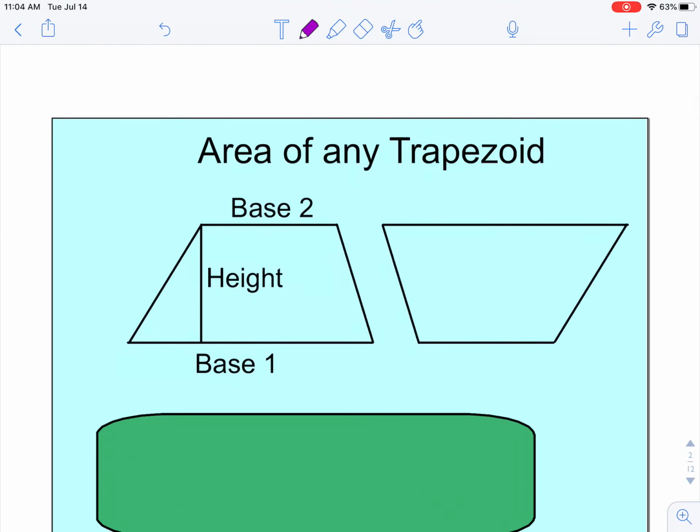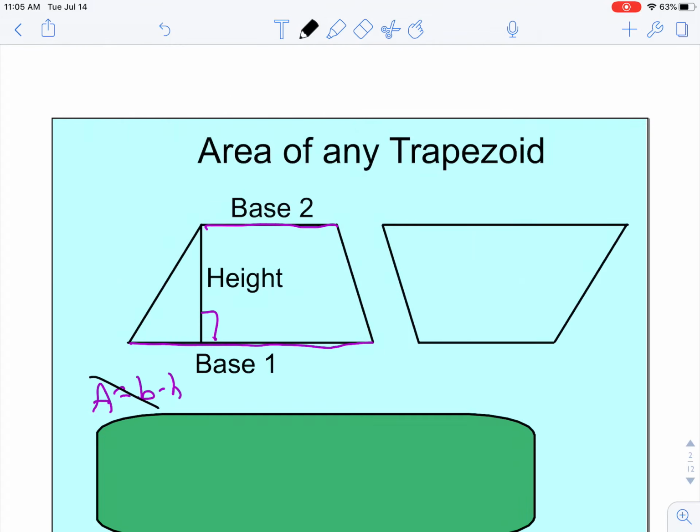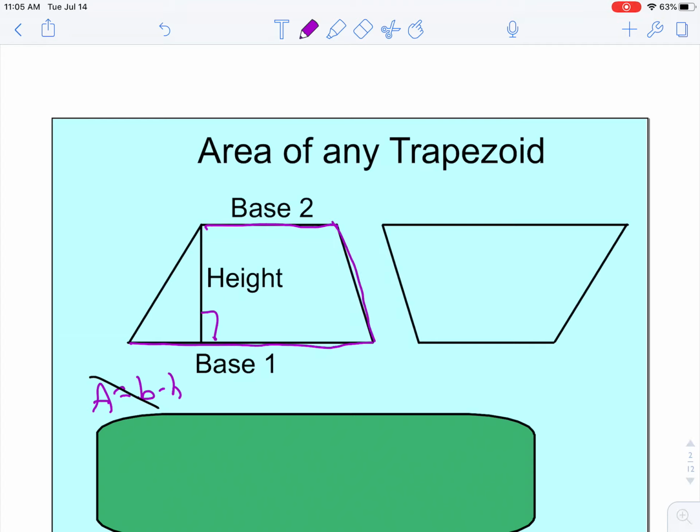Section 11.2, we're going to look at areas of trapezoids, rhombuses, and kites. So let's take a look. If you look at a trapezoid, you have two parallel bases right here, and you can also look at a perpendicular height. The thing is, if you look at area equals base times the height, your bases aren't the same. So we know we're not going to be able to use that idea.